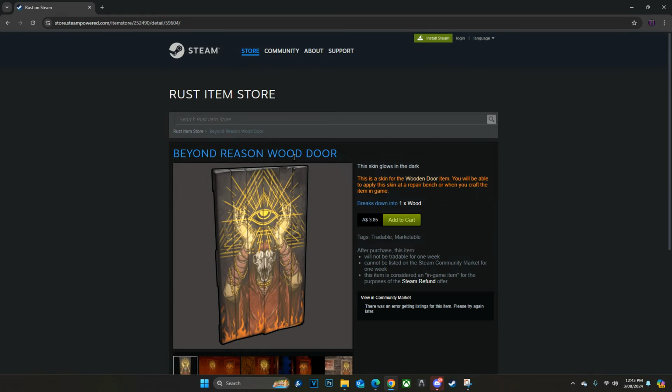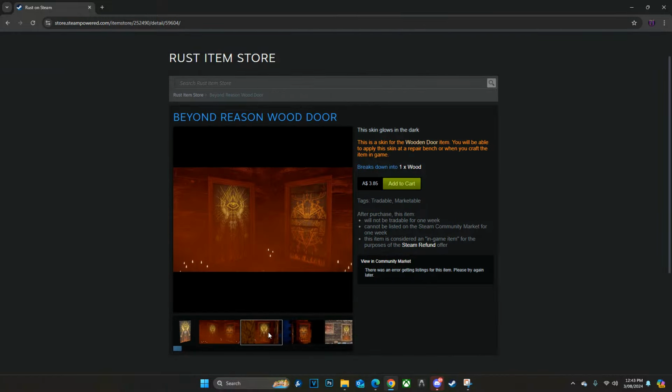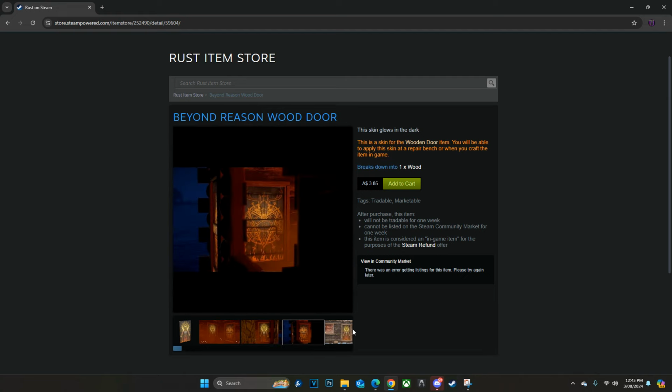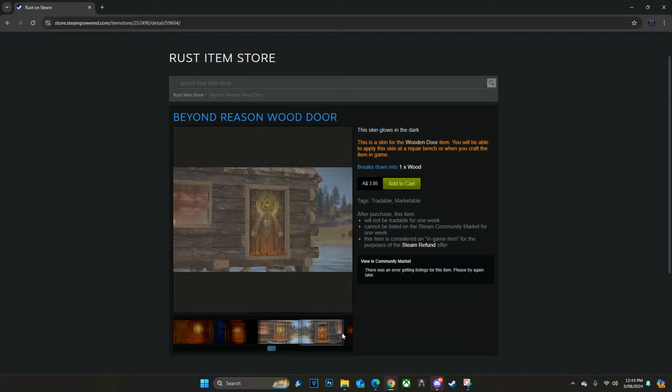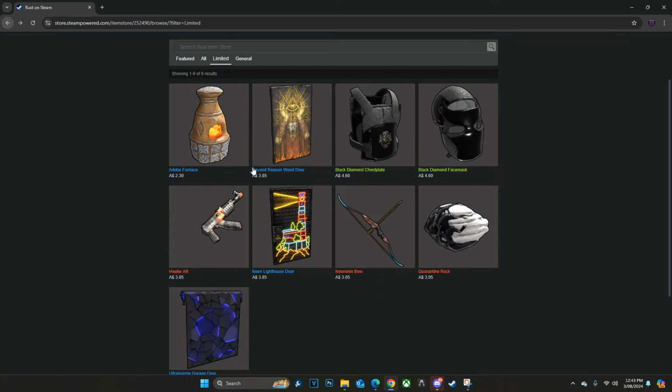Moving over to the Beyond Reason Wooden Door. This is actually a sick wooden door skin, but it's $3.85, and it's a wooden door skin. If this was a sheet metal door skin, I would recommend investing in it. It's not a sheet metal door skin, it's a wooden door skin. It's going to get replaced within seconds when you're actually playing Rust. Not going to recommend investing in it.